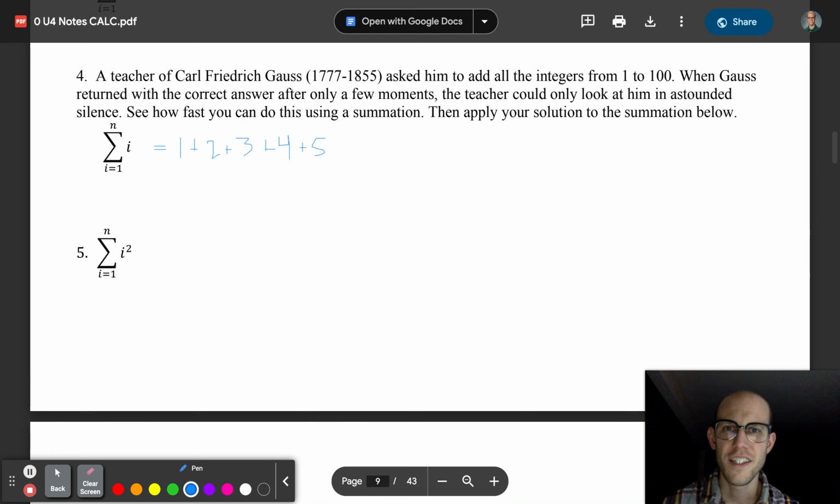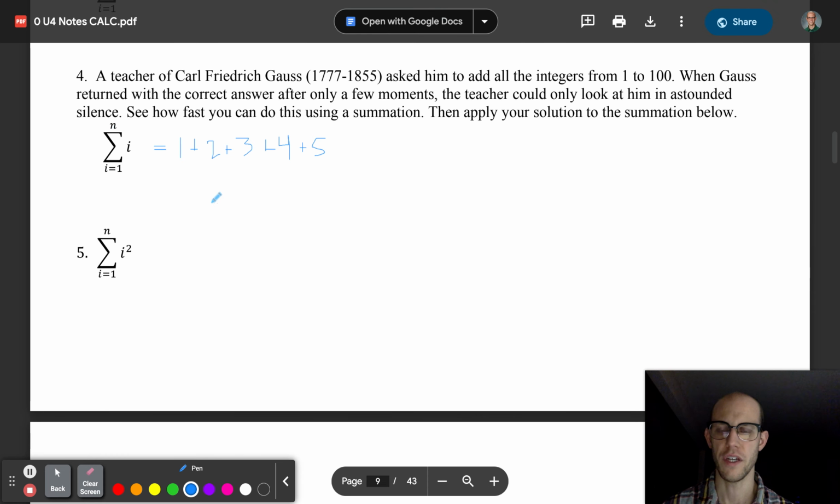Hi everyone. In this video, we're going to continue working on summations. So before we left, I posed this question about Gauss and how he added up the first 100 digits. And I want to start not with the first 100, but with the first 5. So if this was i equals 1 to 5, how would we do that? Well, it'd be written like this.